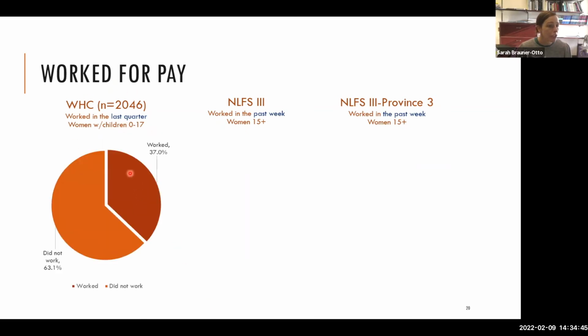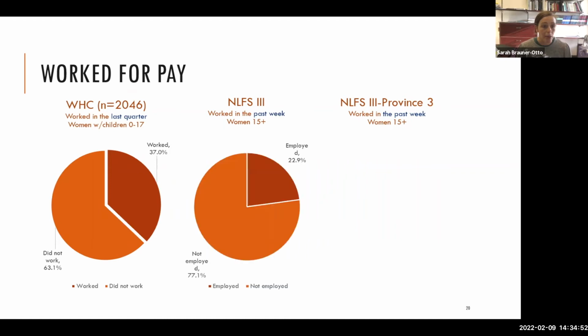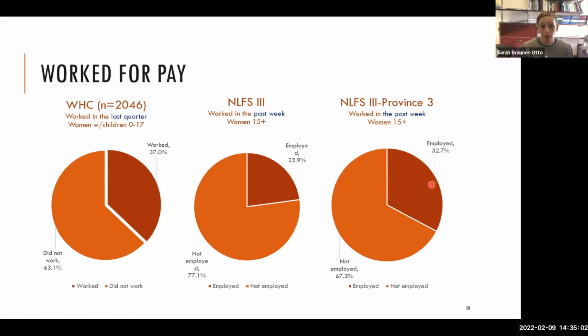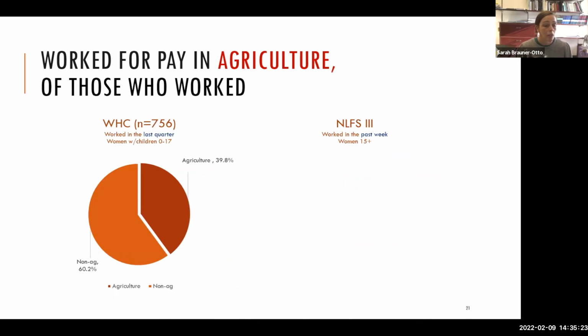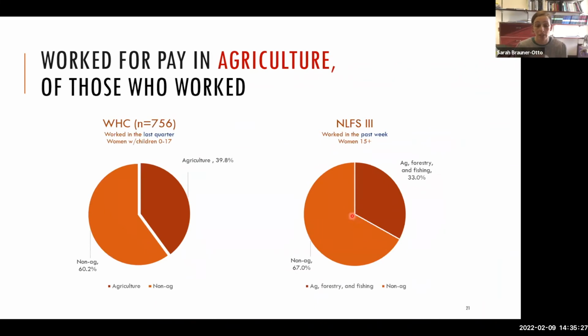Okay, so with this definition, we get 37% of women worked in the last quarter. And the Nepal Labor Force Survey found 23% for all of Nepal, but 33% for province 3. Again, when we narrow down to similar areas for any work, we're getting quite similar estimates. For agricultural work, we can look at all of Nepal. They didn't publish that just for province 3, but for agricultural work, it's not terrible.